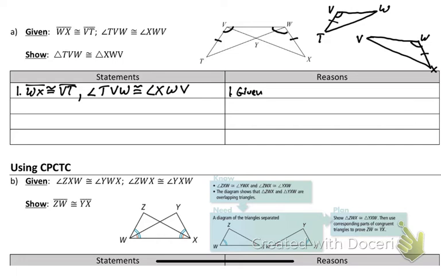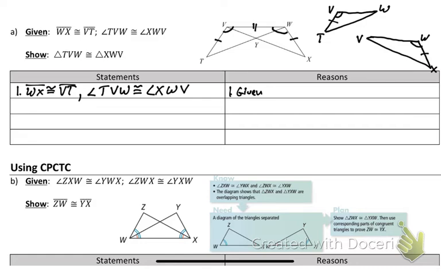Your job is to see if they share any parts that weren't noted by my given. Do these triangles have any reflexive parts? Parts that they share entirely, whether it's an angle or a side? Will? Angle Y? Probably not. That's in the middle and it's a whole bunch of different angles. What else do they share entirely, Julian? VW. They share the segment VW.